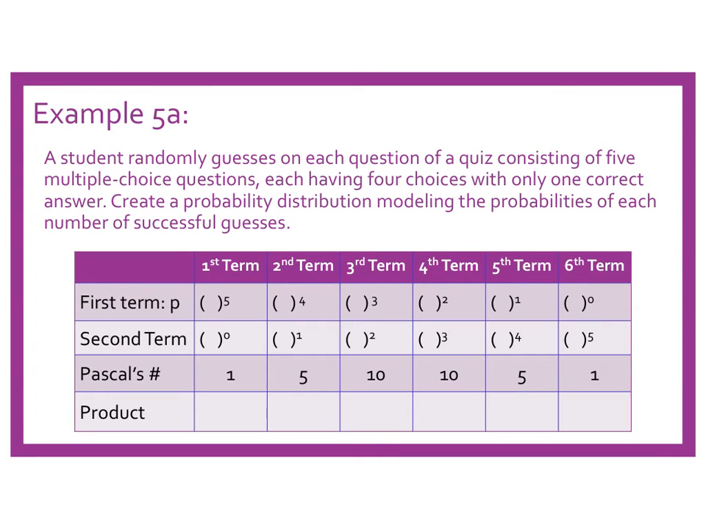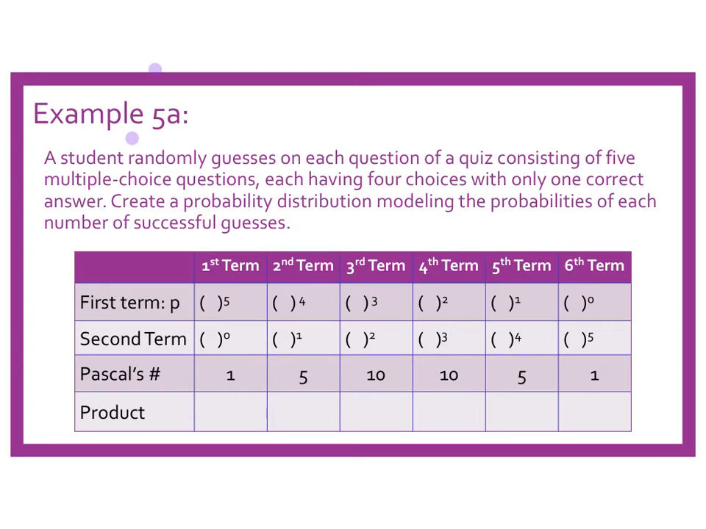All right. So here we have a student who randomly guesses on each question of a quiz consisting of 5 multiple choice questions, each having 4 choices with only 1 correct answer. All right, create a probability distribution modeling the probabilities of each number of successful guesses.